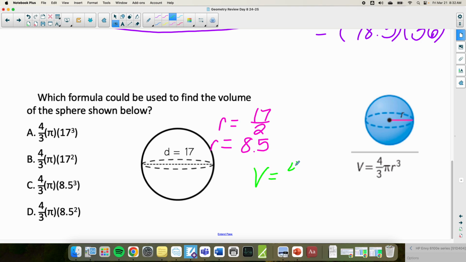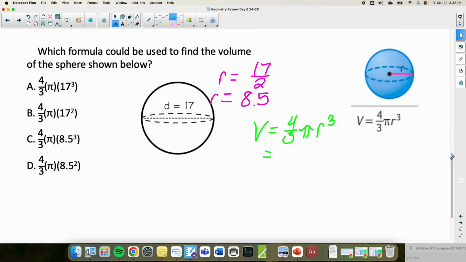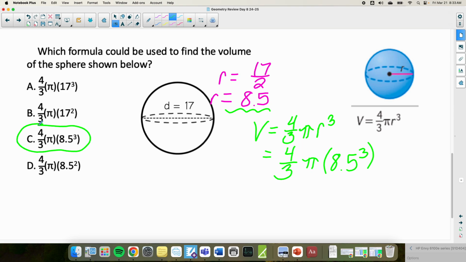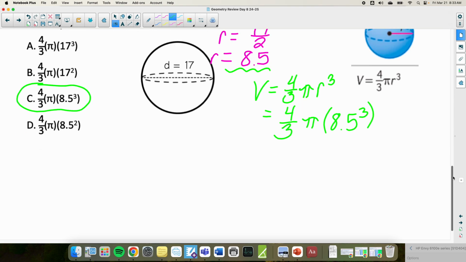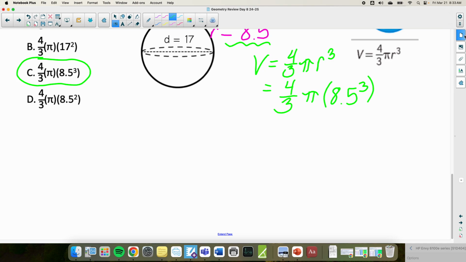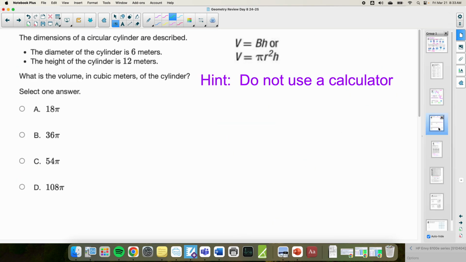So if we have 4/3 pi r cubed, we would go 4/3. Pi, they just left over there in our answers, so I'm gonna leave it. And then it would be my radius here, 8.5 cubed. Okay, so I just have to find which one is that, which is this one right here. Okay, so that's where I was saying, like, sometimes they just have you do a part of the problem and not actually come up with the answer.